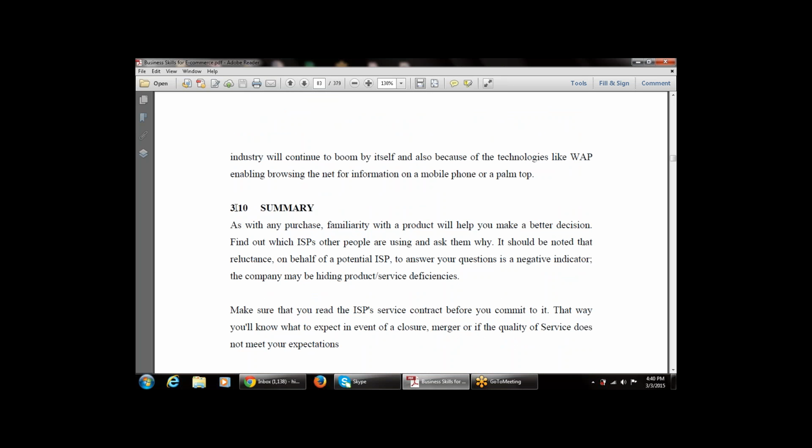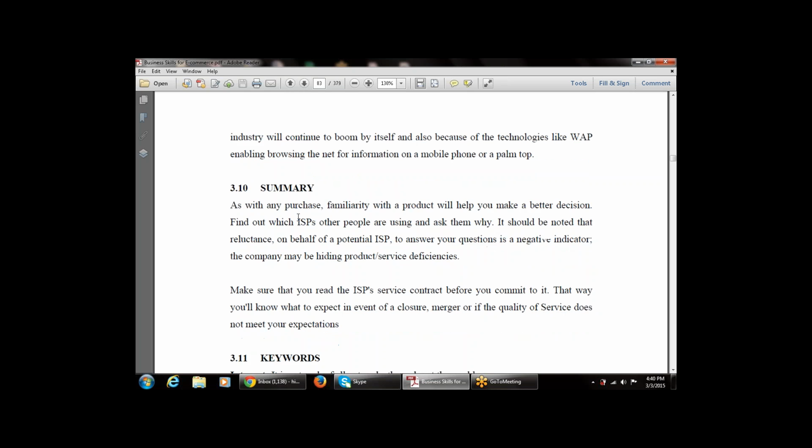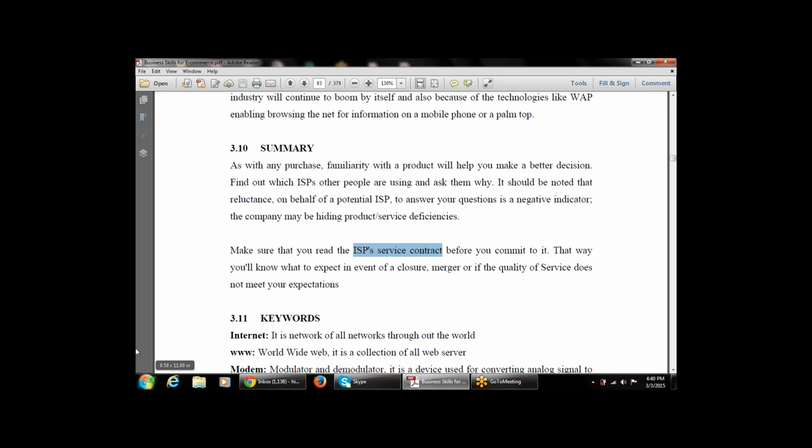Then at last, 3.10, that is the summary of the chapter, what we have discussed in the chapter. This says, as with any purchase, familiarity with a product helps you make a better decision. That is, whenever there is familiarity with the product, there will be a better business. Find out which ISP is the better one and how they are using it. Make sure you read the ISP service contract before you commit to it.